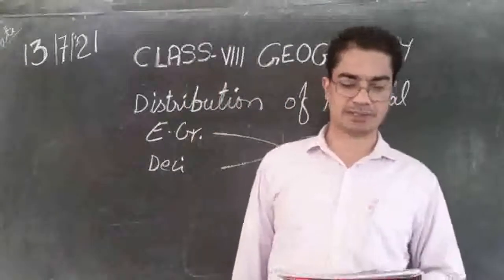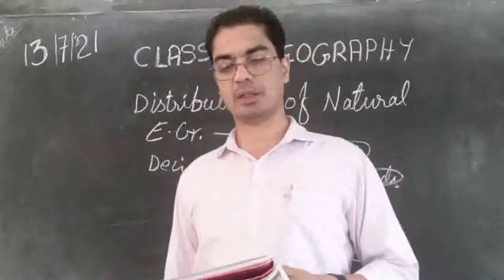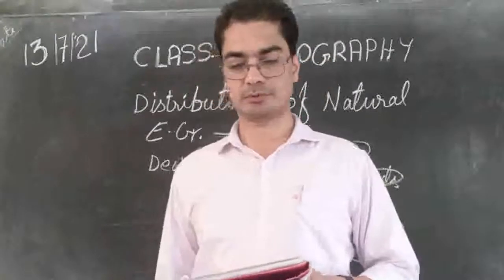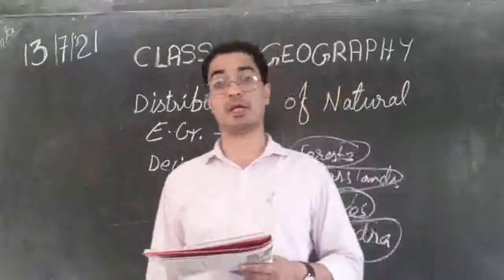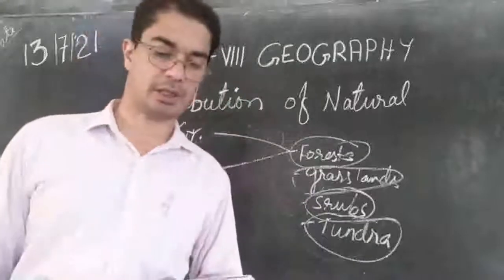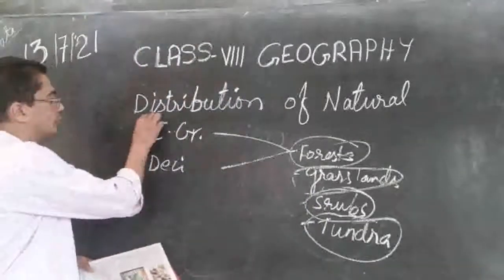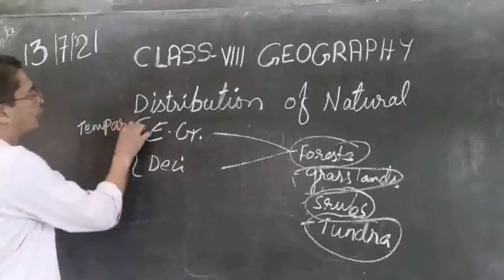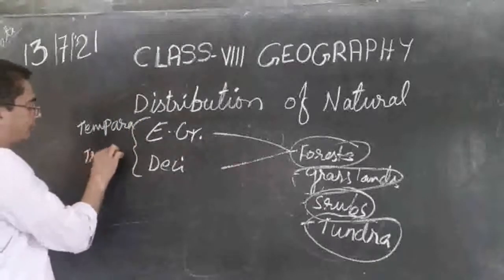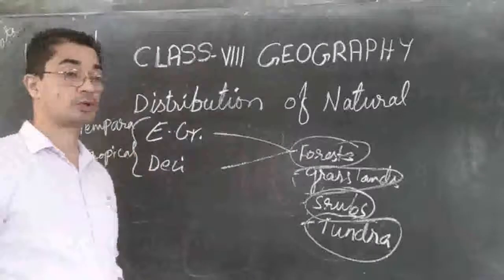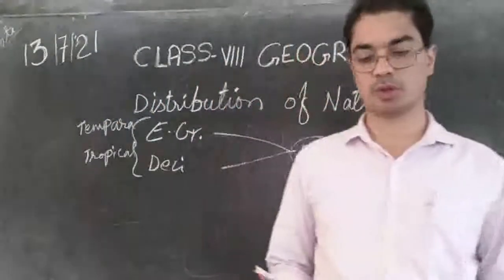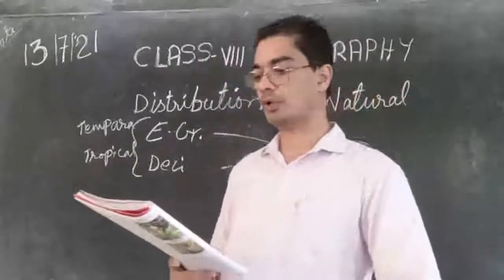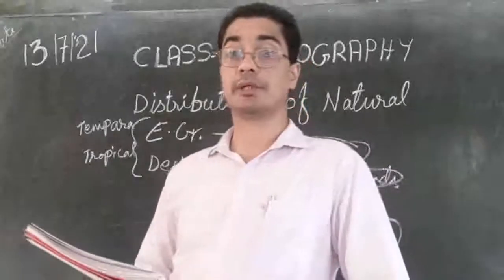So both types of forests are further classified as tropical or temperate based on their location in different latitudes. So these forests we can divide again into temperate and tropical. Temperate trees will be there, and tropical trees also will be there. So all these forests we can divide into two: tropical, or temperate forest.